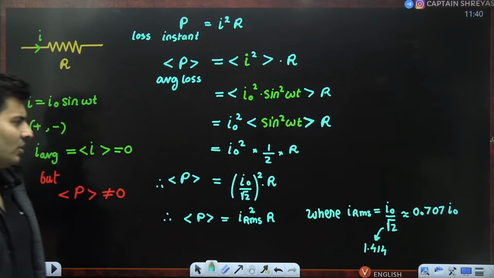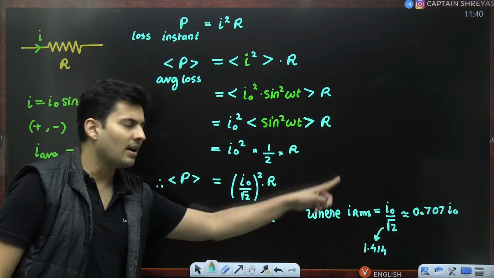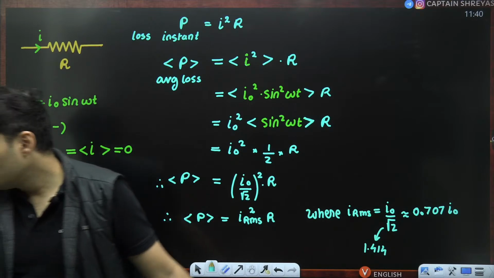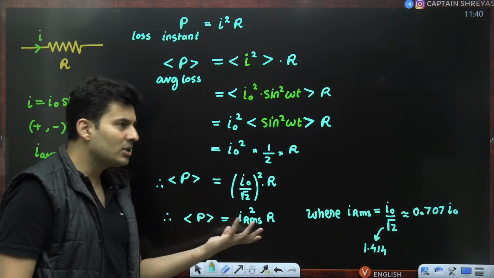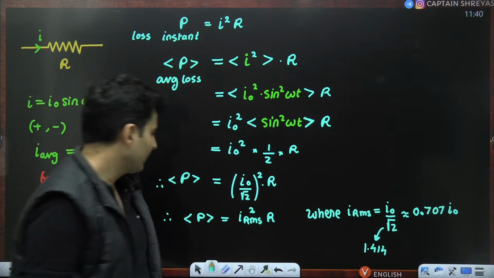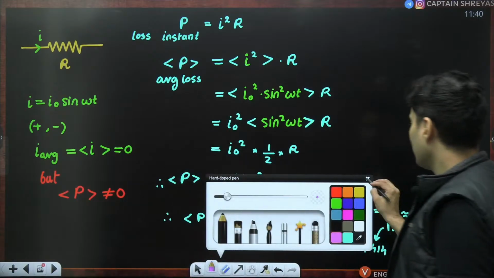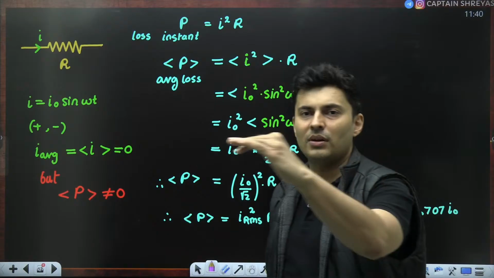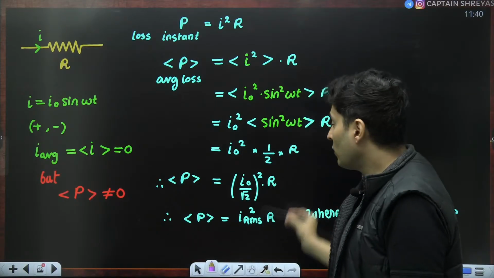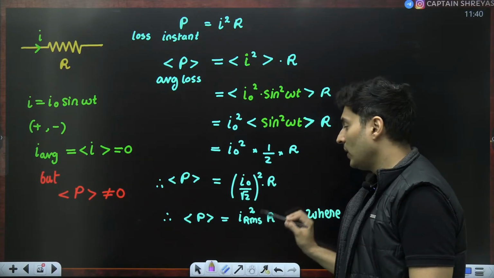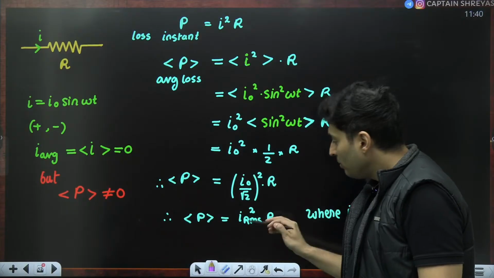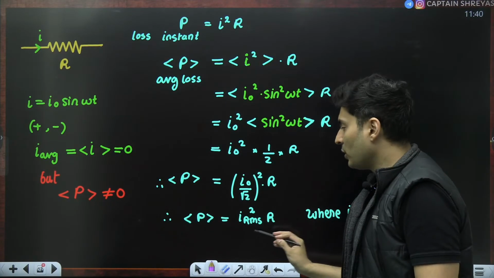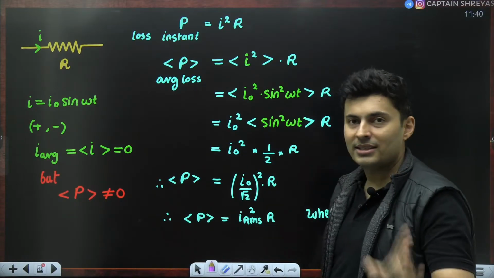Okay, 0.707 I naught. This is called the RMS, root mean square value. So why did we do this? Usually power is written as I square R. In DC circuits, we use this formula I square R because the current is constant. So now we have one current, called IRMS, which behaves like a constant current, just like in the DC formula, and produces the same power loss in that resistor.